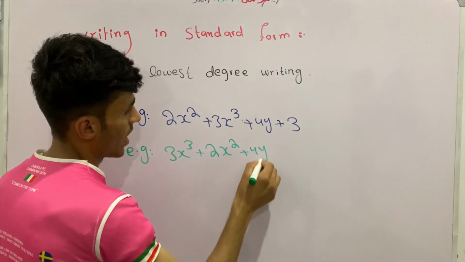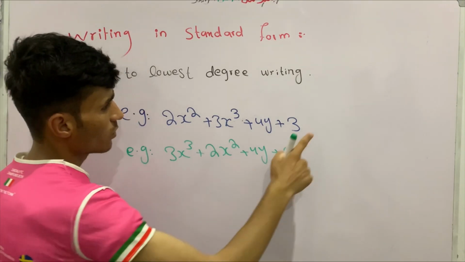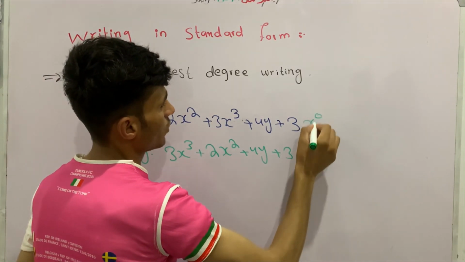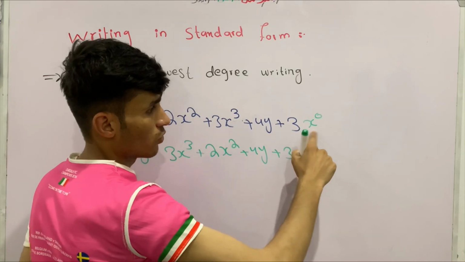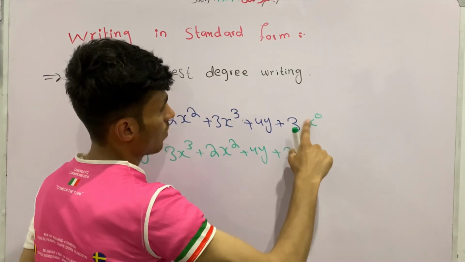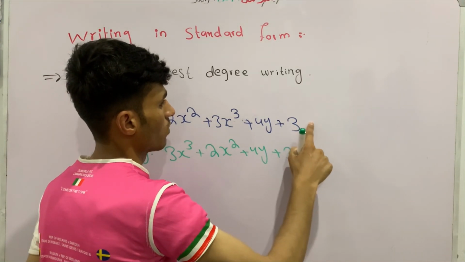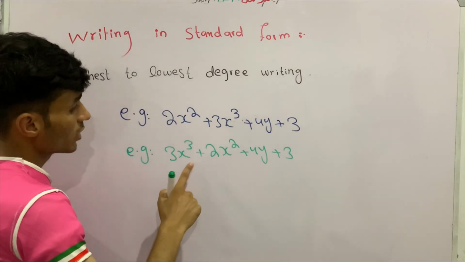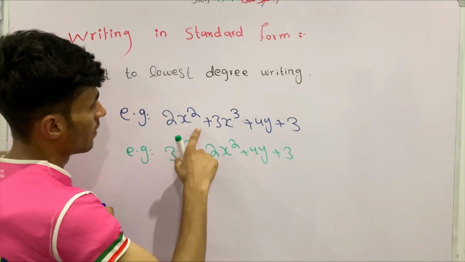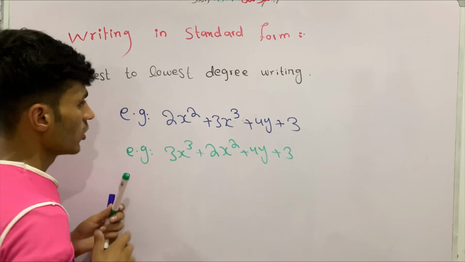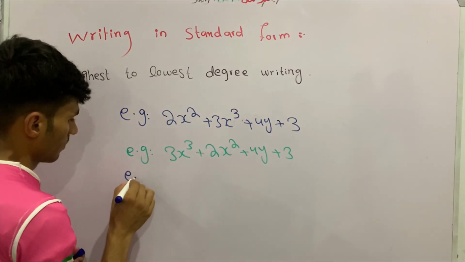Plus 4y plus 3. Here we're having the x to the 0. X to the 0 means 1. 3 into 1 becomes 3. Here we actually don't mention it, okay? So here's the standard form of this polynomial. Let me show you another example.